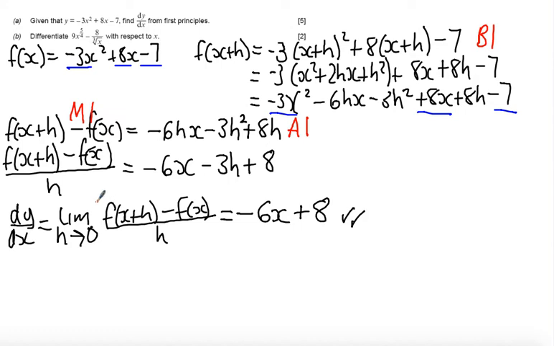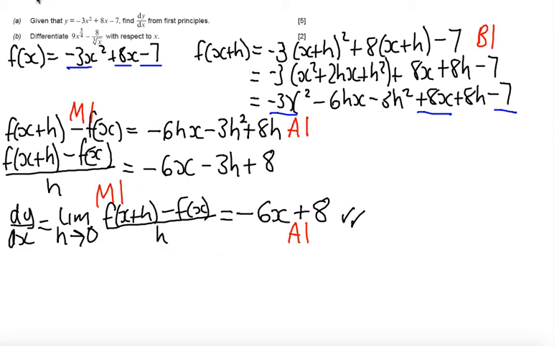Finally, we get a method mark if you have divided by h and let h tend to 0. And then the last, final mark is an answer mark if you've got to the expression minus 6x plus 8, and this is a correct answer only.